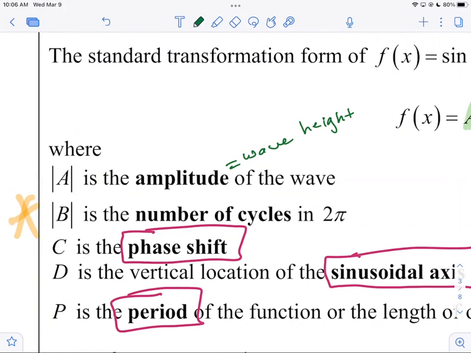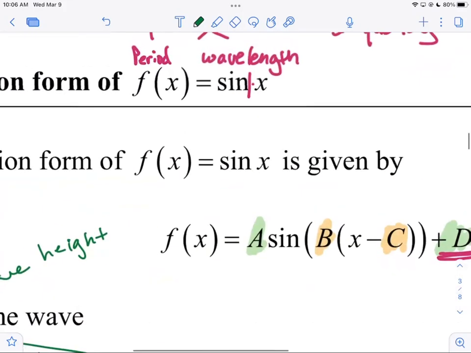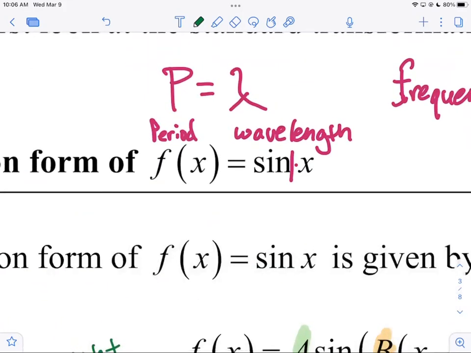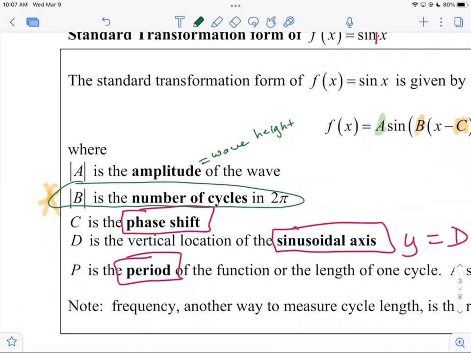Now, the absolute value of B, the magnitude of B, is still your horizontal dilation factor, but it's the number of cycles in 2 pi. That's important for you to memorize. That's why I put an asterisk by it. B is the number of cycles in 2 pi. And by default, we talked about this yesterday, the default amplitude is 1, but the B value defaults to 1 as well. So we see one cycle between 0 and 2 pi, and that's how we get the definition of the period, right? The period is the wavelength. It's the length of one cycle, okay? And it's 2 pi by default.